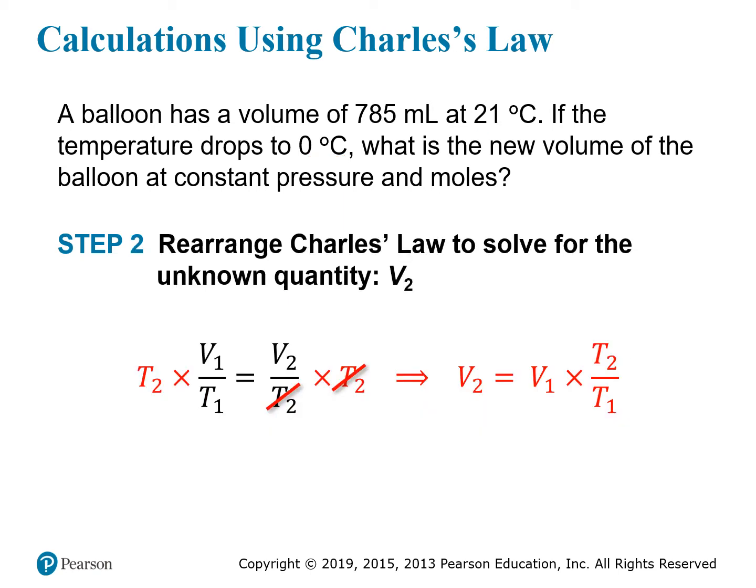The next step then is to just rearrange, in this case, Charles's law to solve for the unknown quantity. This is similar to what we did before. We already saw the algebra for this, so we know that we get this expression at the end. But again, just to go through it, to get V2 by itself, you have to get rid of the T2, which means multiplying both sides by T2, which brings it over here, and so you get T2 up here. So V2 equals V1 times T2 divided by T1.